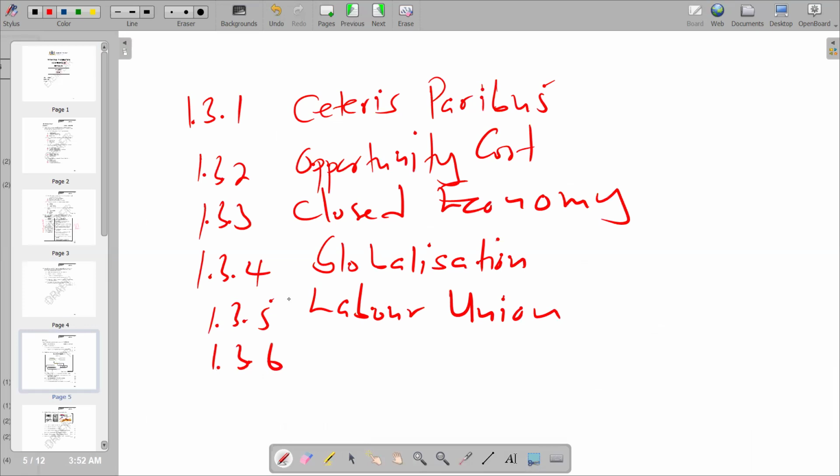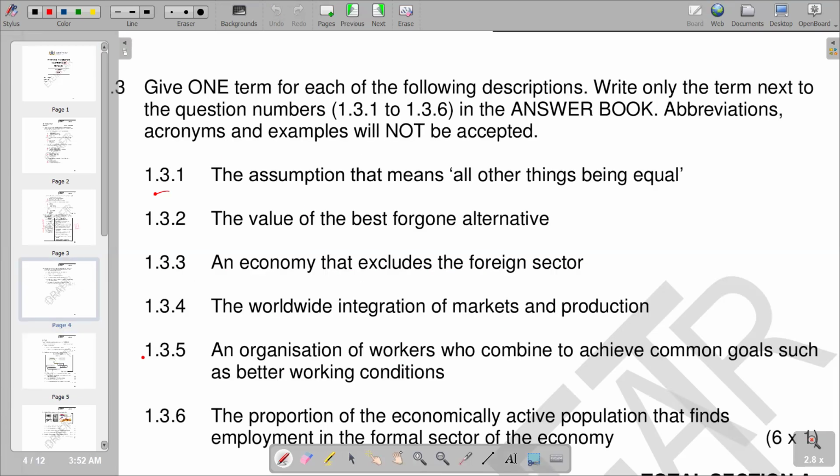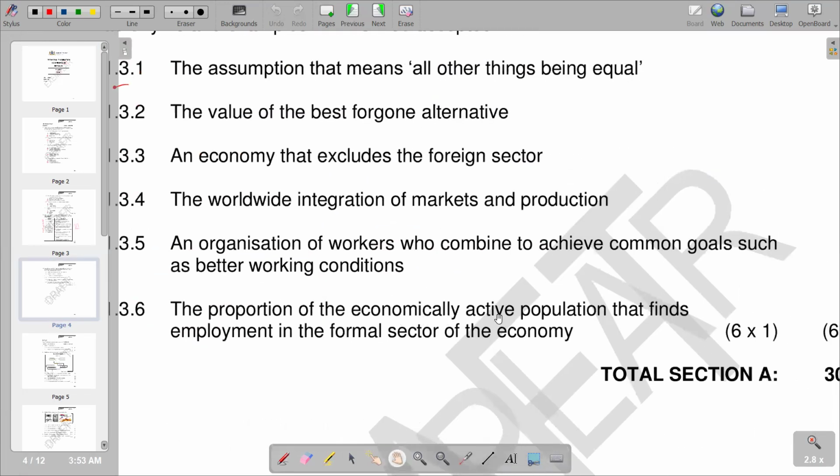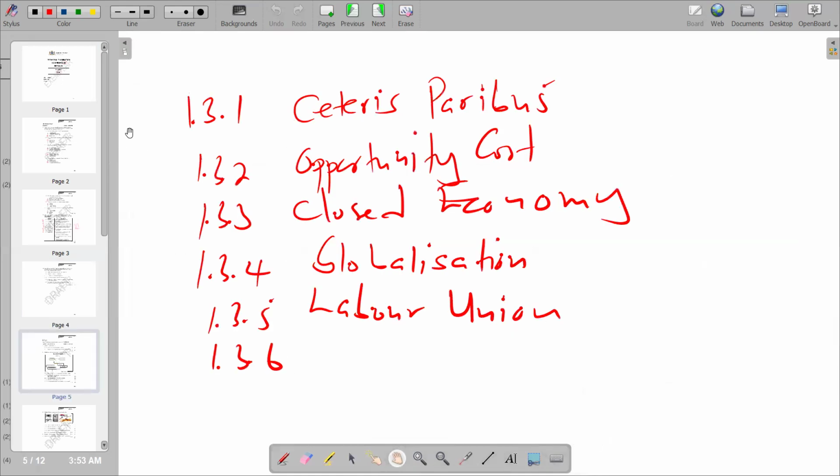And go to 1.3.6. So 1.3.6, this comes the last part of our question, which is saying the proportion of the economically active population that finds employment in the formal sector of the economy. So the economically active population are the ones that are actually employed, and the term that we use to describe that is labor force participation. So here we are saying labor force participation.